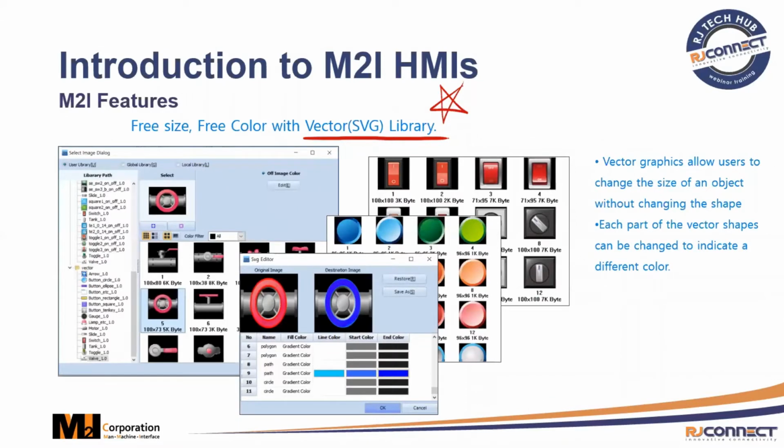Now, the HMI comes with a large library of vector graphics, which can be used to draw up your plant or your process pictures. And these vector graphics are very high quality, and each section of that vector graphic can be changed according to your needs. So each part of the vector shape can be changed to show a different color, for example, during the process.